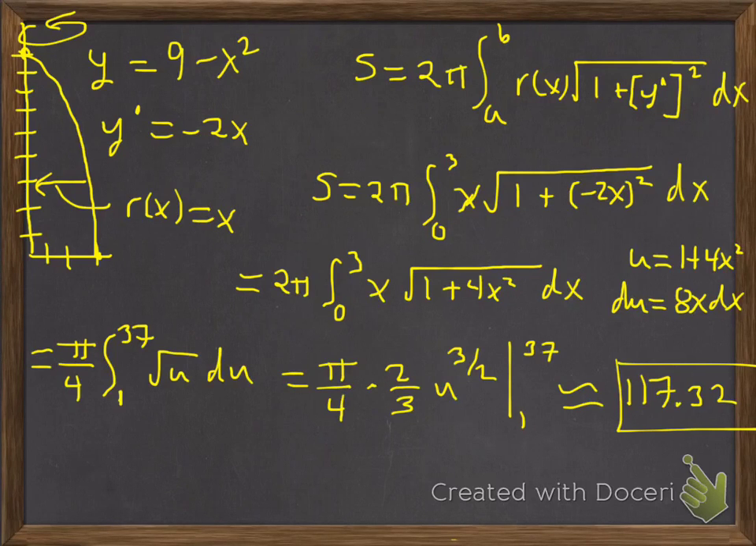So why do we look at this? Because it's a little bit different than some of the other examples that you look at in terms of that r of x. It is different in this case because it's not actually the function.